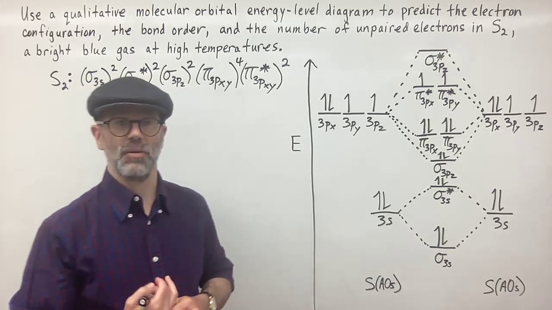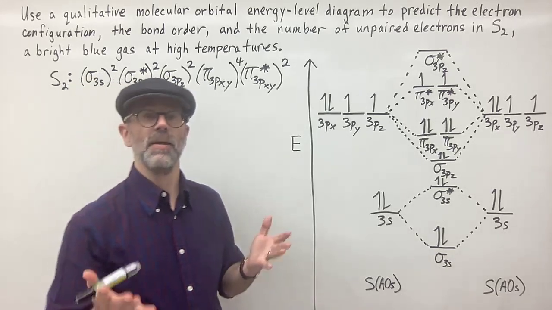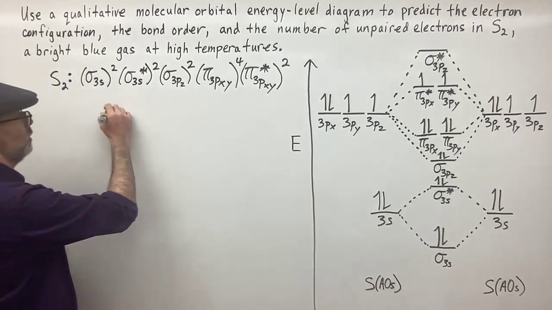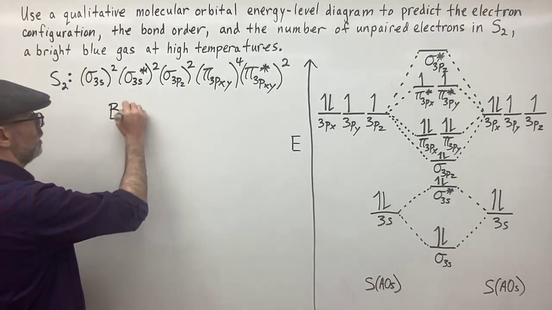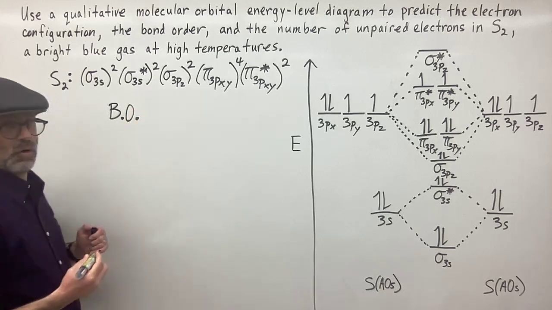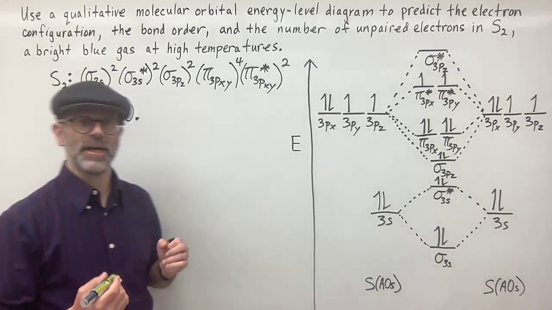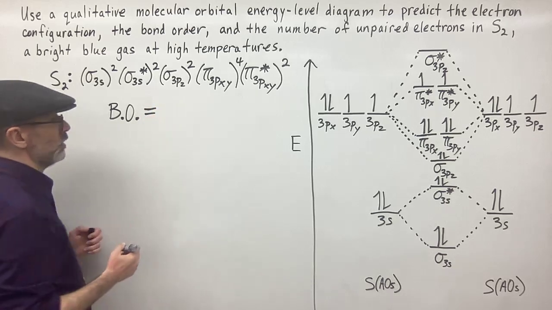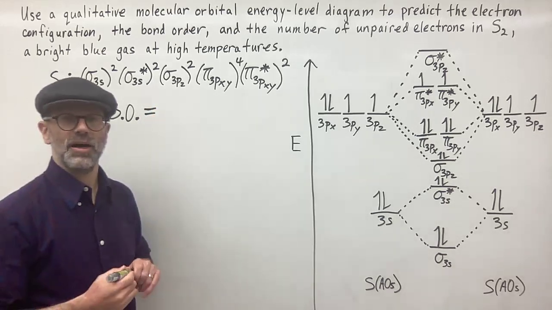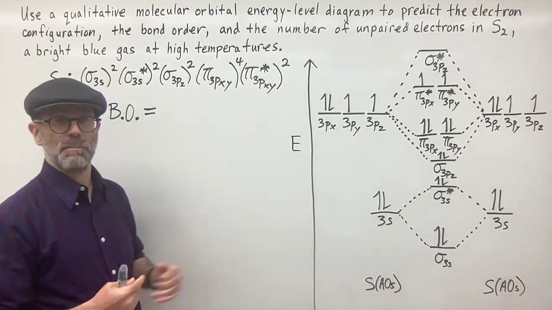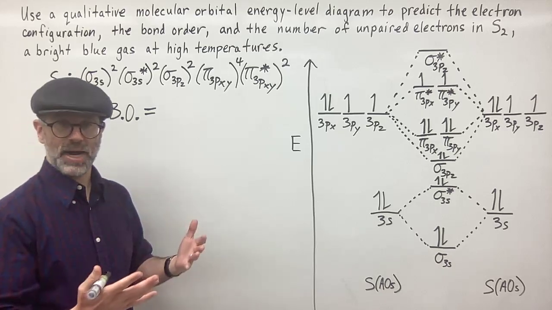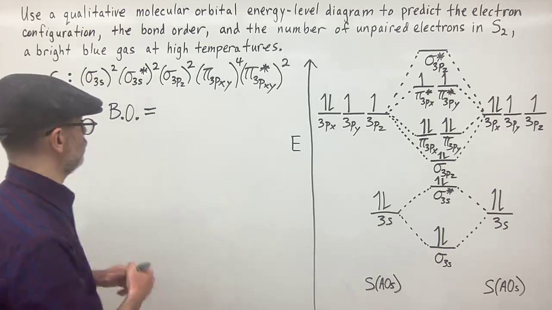Okay, what about bond order? So again, bond order is simple to calculate. We're using our equation. Bond order, BO, not body odor, bond order. So what is that equal to? It's the number of bonding electrons minus the number of anti-bonding electrons divided by 2. That difference divided by 2.